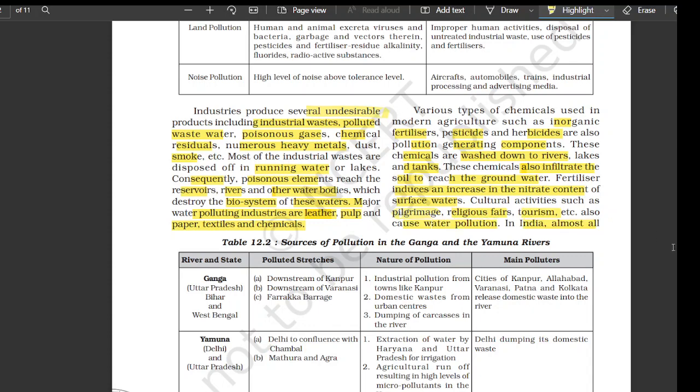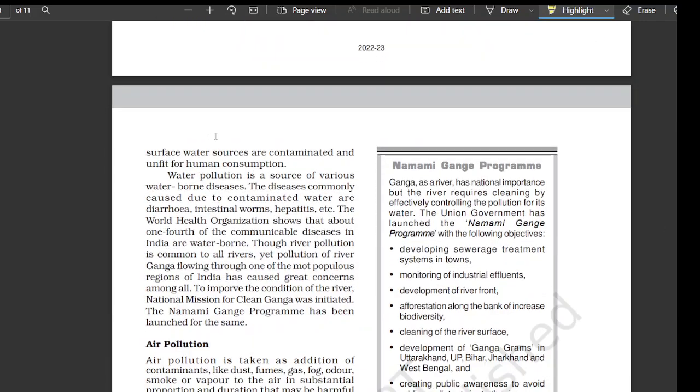In India, almost all surface water sources are contaminated and unfit for human consumption. Water pollution is a source of various waterborne diseases. The diseases commonly caused by contaminated water are diarrhea, intestinal worms, hepatitis, etc. The World Health Organization shows that about one fourth of the communicable diseases in India are waterborne.